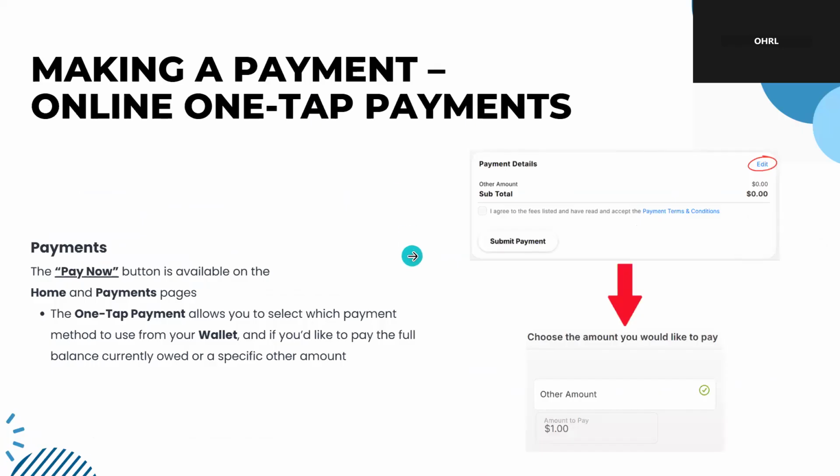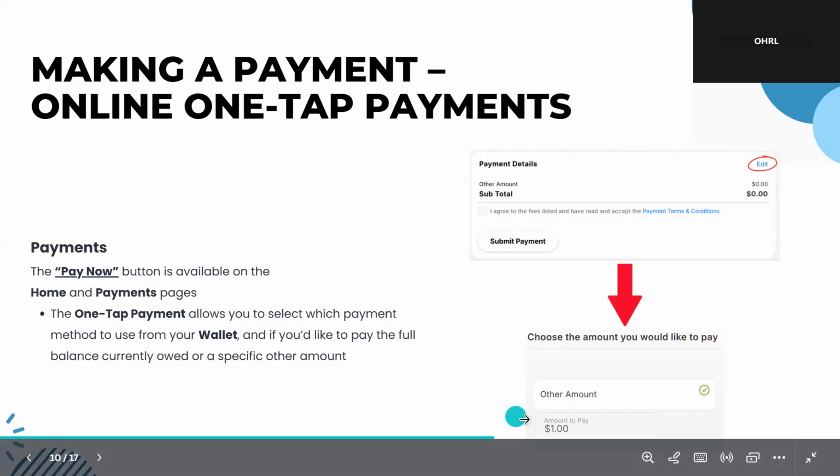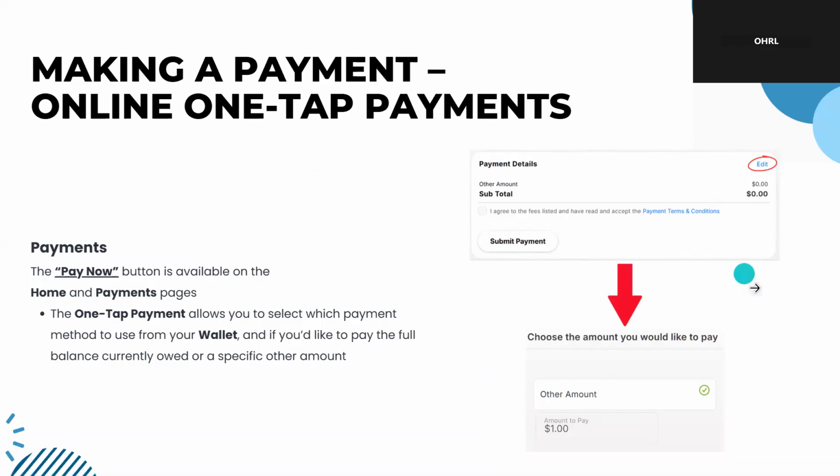And if you'd like to pay the full balance owed or a specific other amount, when you hit Pay Now, a one-tap payment does default to the total currently owed. But if you wanted to make part of a payment, let's say you have two parents, one of whom wants to make one chunk of it, one of whom wants to make another, up to you. Your option is to hit Edit on this payment details page, and then you can put in a custom amount to pay. This again goes through the same payment methods as we discussed on the last slide.